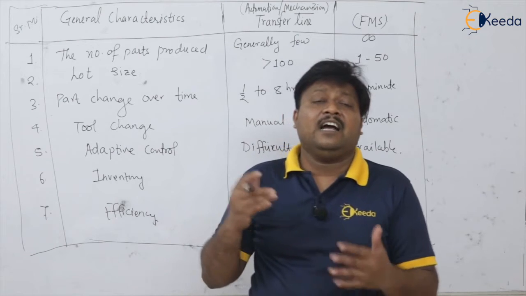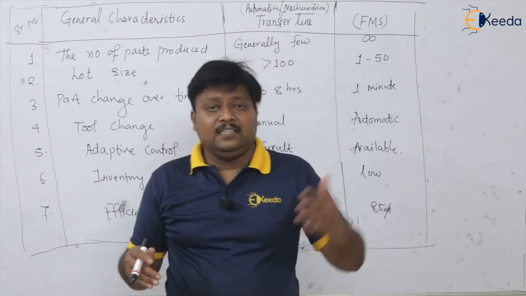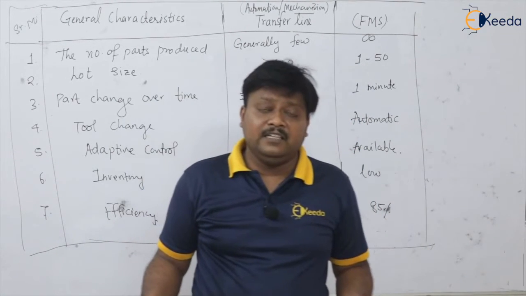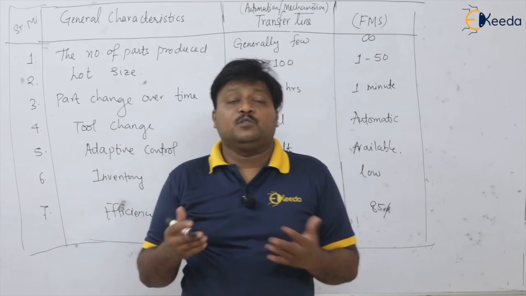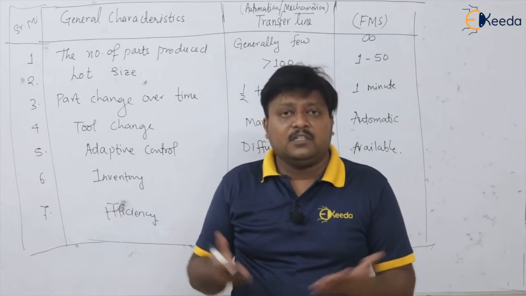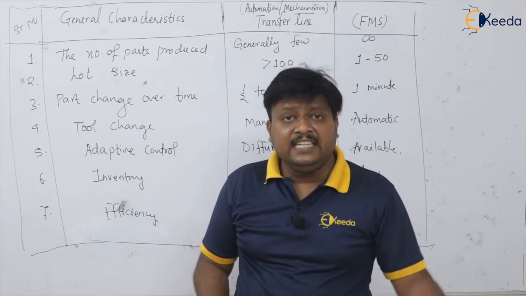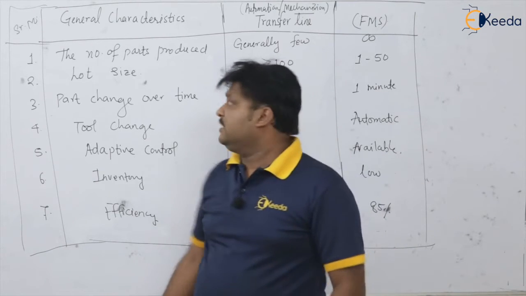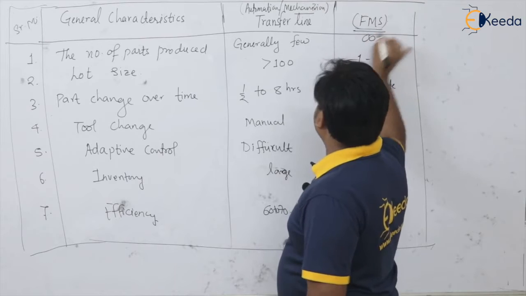Then again we are having, for the material handling, automatic guided vehicles, some special transfer mechanisms, and some specially designed pallets. So these are the things in the flexible manufacturing system.